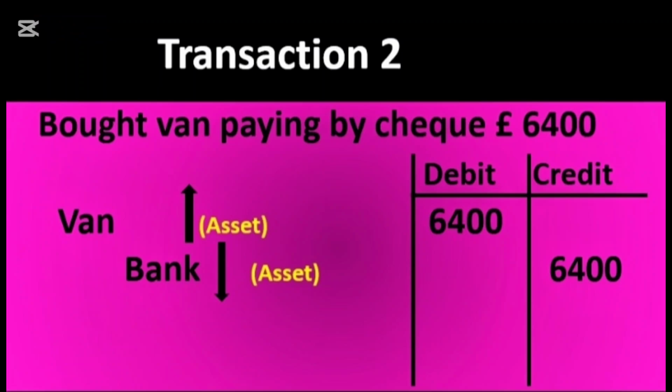And the other entry, bank is an asset. When you're buying a van, that too is an asset. And when you're paying by check, that too is an asset. Both the assets are increasing and decreasing. So you just have to keep an eye on this. Van is an asset, it is increasing, it should go on the debit side, whereas bank too is an asset which is decreasing and it should go on to the credit side.